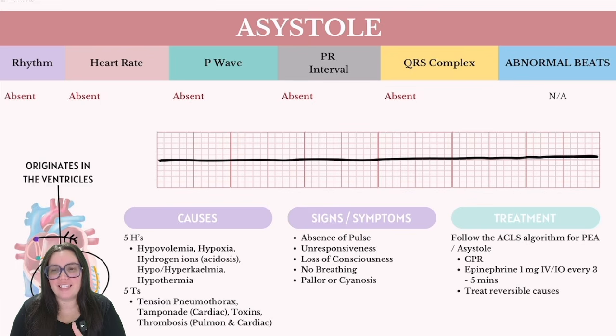Moving on to our 5 T's, we have tension pneumothorax, cardiac tamponade, toxins, or we could have thrombosis in either the lungs or the heart. With tension pneumothorax, we're dealing with an accumulation of air in the chest cavity that puts pressure on the heart and is ultimately going to impair the ability of the heart to pump effectively.